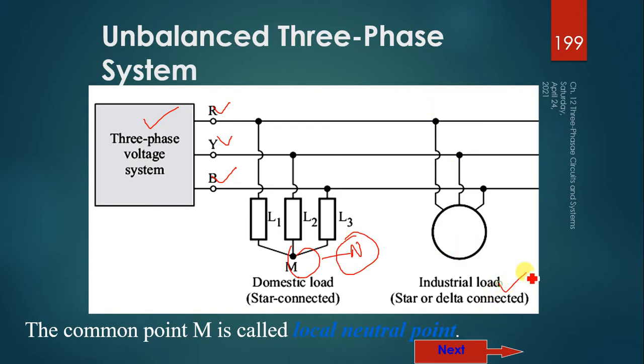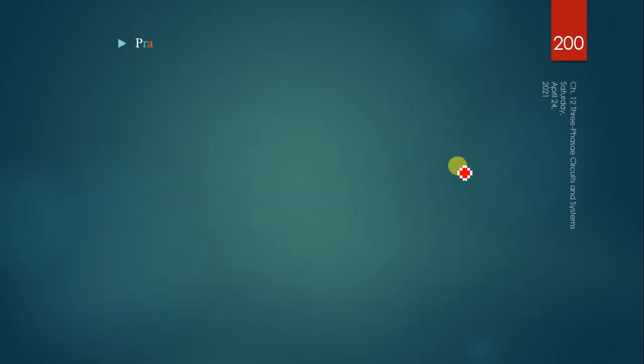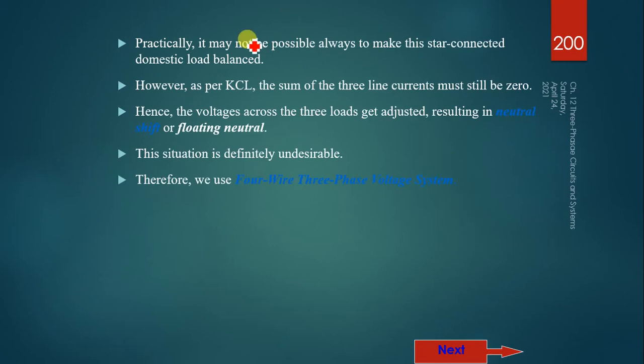On the industrial side, you don't require a neutral. The machines themselves are 3-phase systems, and they don't require neutral. But in our household, we require neutral because we require 230 volts, right? Practically, it is not always possible to make a star connection with balanced domestic load. You cannot balance your household systems because different ratings will be there. Your TV rating and your fan rating are different. Your mixer grinder rating and the other appliance ratings are different. It's not possible.